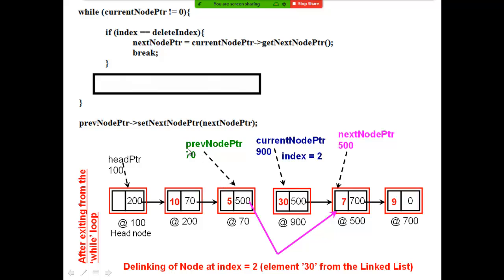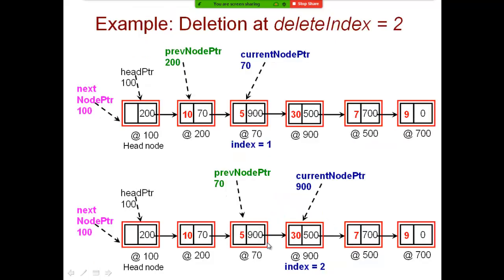Using the previous node pointer, which will be pointing by that time to the node previous to the current node, that's this node at address 70, arrow set next node pointer. So set the next node pointer for the previous node to be this next node pointer value, which is 500. So previous node pointer arrow set next node pointer is now set to 500. It was previously pointing to this node at address 900. So that was the link that was there. So we break this link and make this previous node's next node pointer take up the value 500.